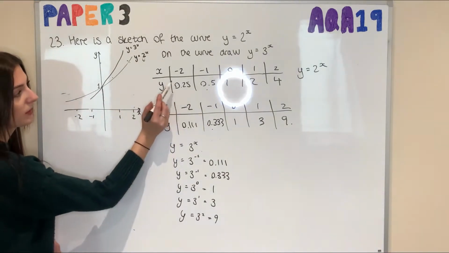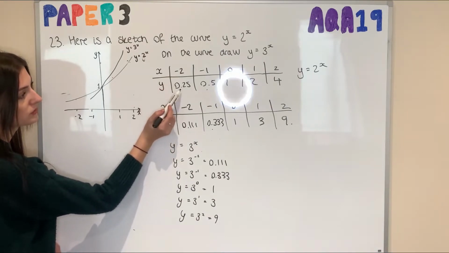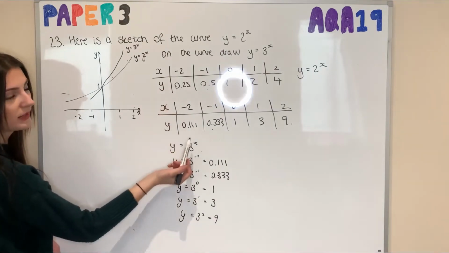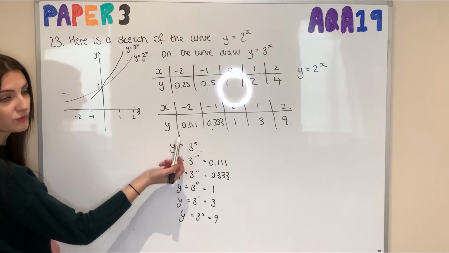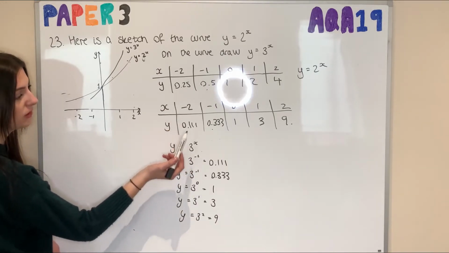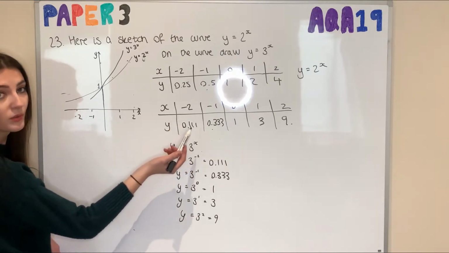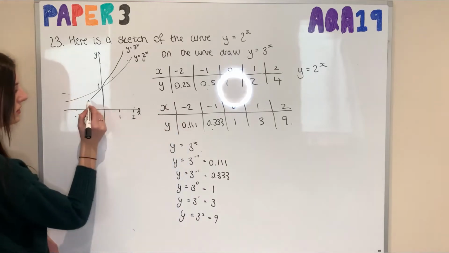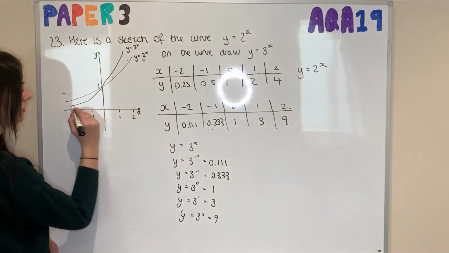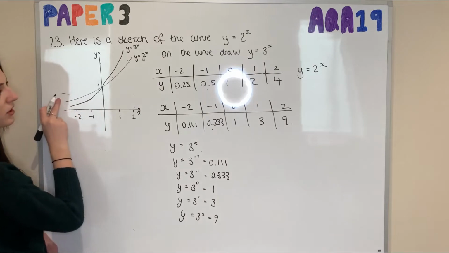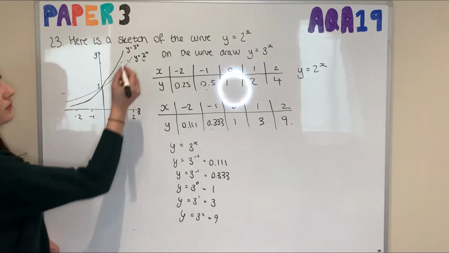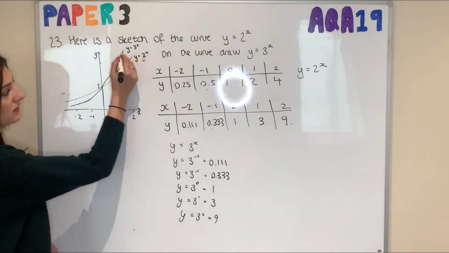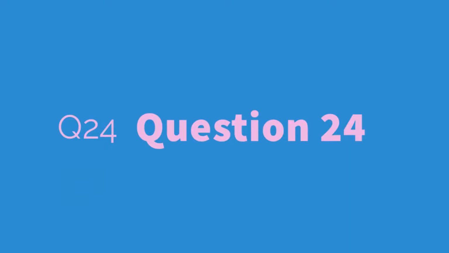And then same here, when x is -2, y is 0.25. And then for our other equation, which is y equals 3^x, when x is -2, our y is 0.111, which is again lower than this value. So we know that this line will continue to be lower than our original line. So our line y equals 3^x will go like this.